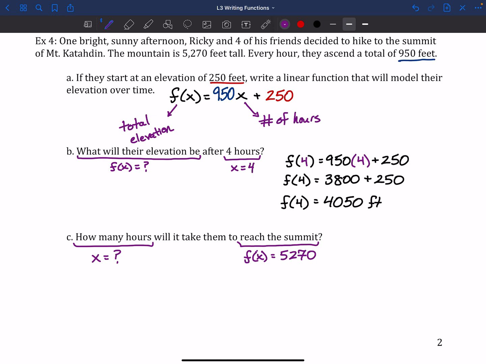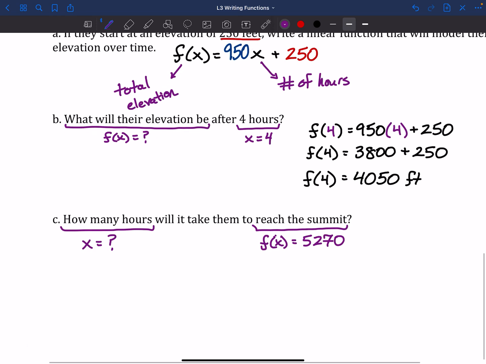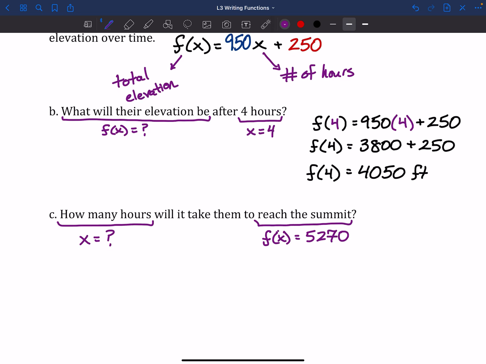All right, so again, what we're going to do is take our original function up there with the red and blue in it, and I'm going to just replace the pieces that I know. I know that f of x is 5,270. Sorry about that. That's equal to 950x plus 250, right? Because the f of x is the only part we knew. Everything else stayed the same, right?